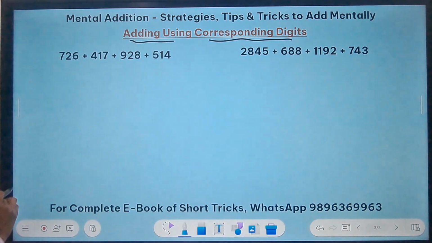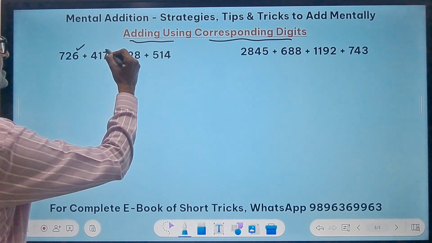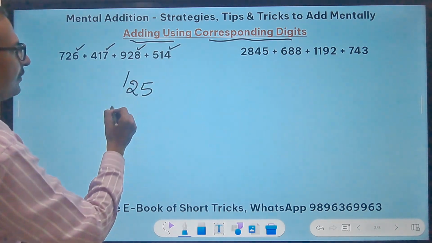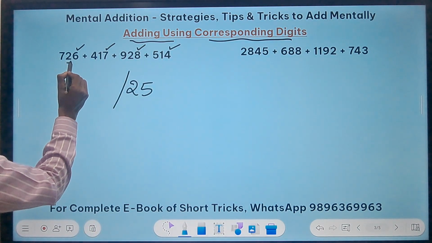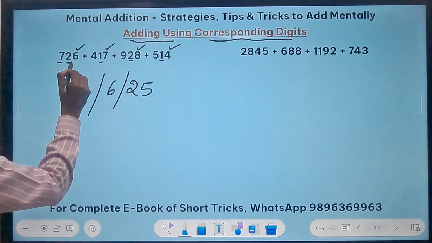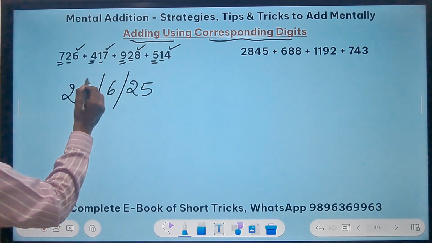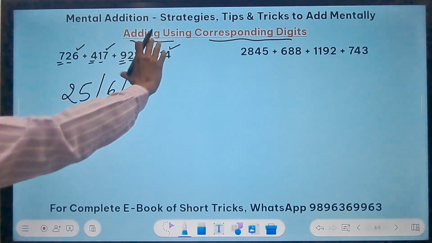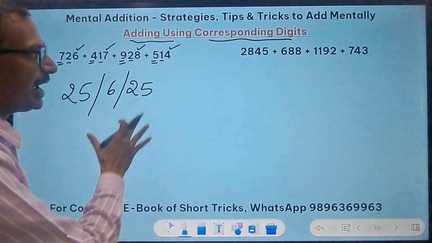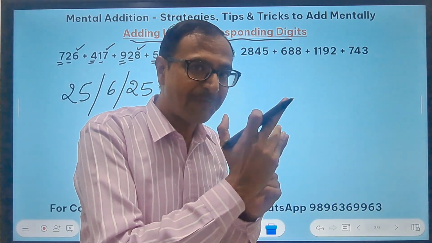Let's see this one. So if I add the corresponding digits, the unit digits 6 plus 7, 13, plus 8, 21, plus 4, 25, right? Now second from the right, 2 plus 1, 3, plus 2, 5, plus 1, 6, and then 7 plus 4, 11, 20, 25. So if you can do that quickly, then adding using corresponding digits is the best method for you. But if you commit mistakes in adding the corresponding digits, it's trouble, and then you need to use a different approach.